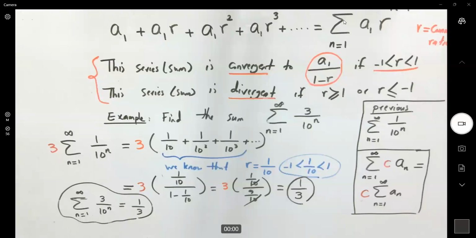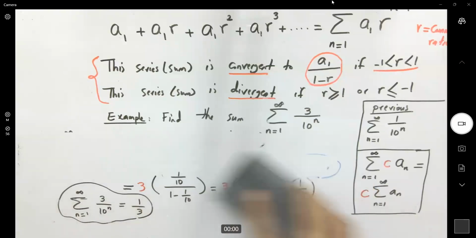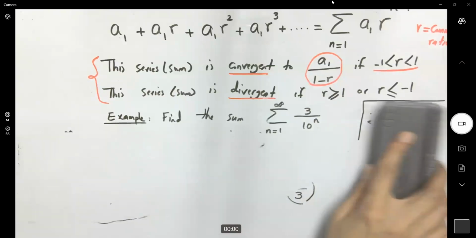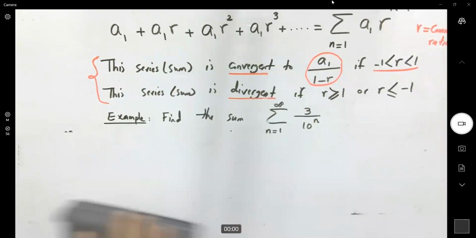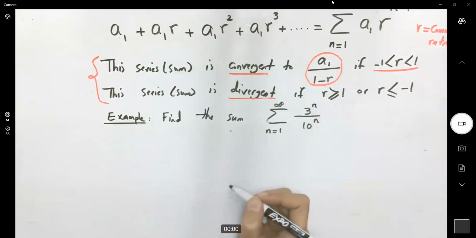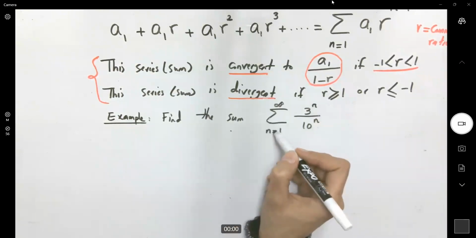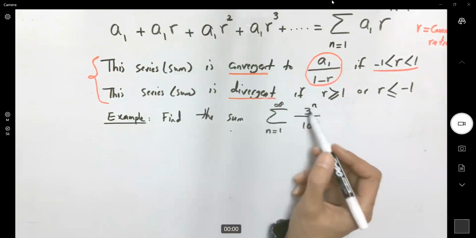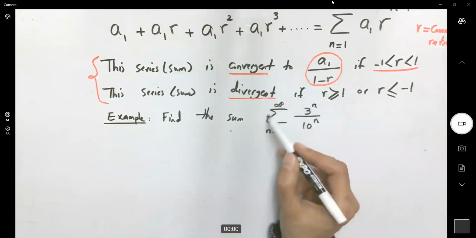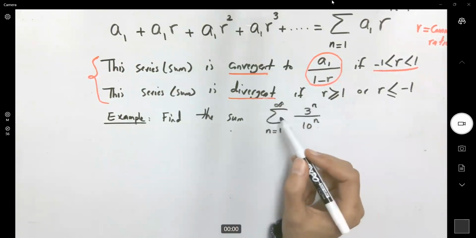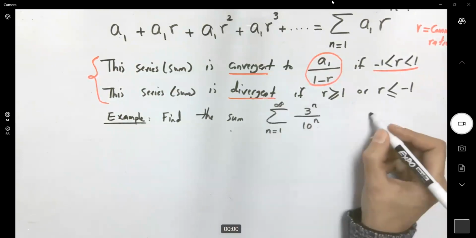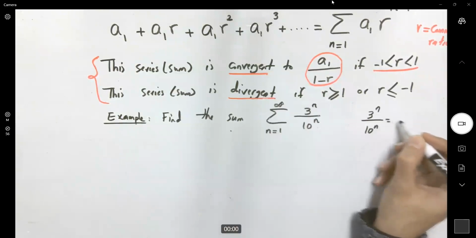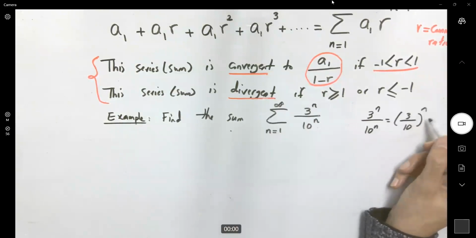Very good. Now, suppose I give you this guy. I'm telling you, hey, check this series. I have 3 to the n divided by 10 to the n. Well, it's not a constant anymore. It's not a scalar anymore. It has an exponent. I'm not allowed to take this outside the series. So what should I do? Well, what we can do is to combine these two. 3 to the n divided by 10 to the n is 3 over 10 to the n.